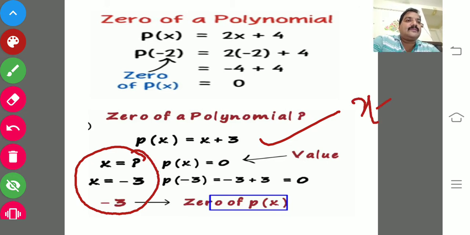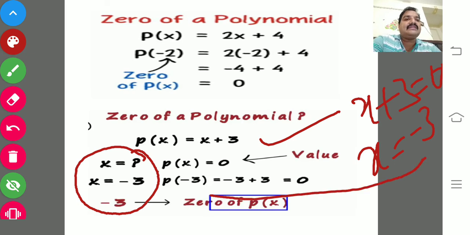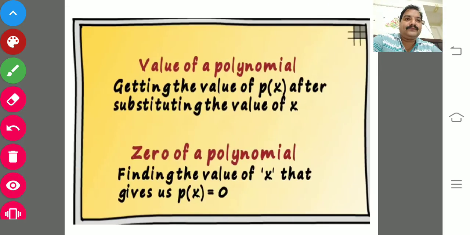Simply you just go x plus 3 equal to 0 because you wanted to reach 0. If plus 3 is going that side, it will give the answer minus 3. So immediately you have to substitute minus 3 here. So p of minus 3, in x place you write minus 3, and minus 3 plus 3 is 0. So minus 3 is the 0 of the polynomial x plus 3. What is the 0 of the polynomial x plus 3? Minus 3 is the answer. I hope you could understand this slide.